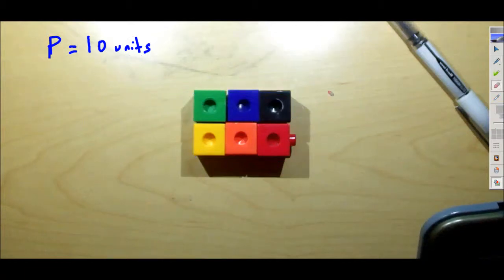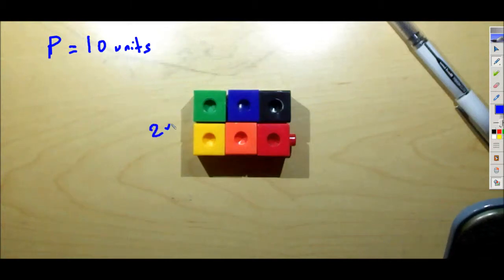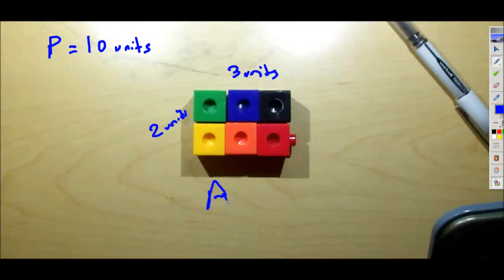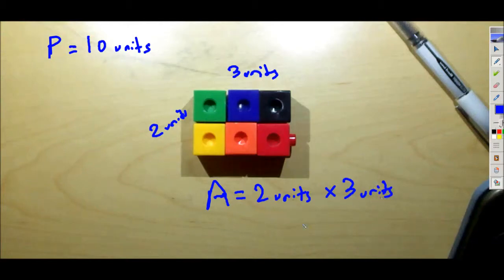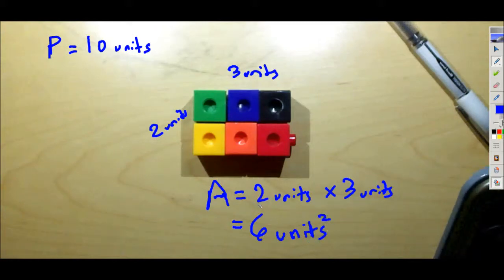Now, if we were doing area, once again, this is 2 units, this is 3 units, and area is going to be one side multiplied by the other side, width times length. So that's 2 units times 3 units. And so I multiply the numbers together, 2 times 3, and that gives me 6. And then I multiply the units together. Units times units is units to the power of 2, otherwise known as 2 units squared, or units squared.